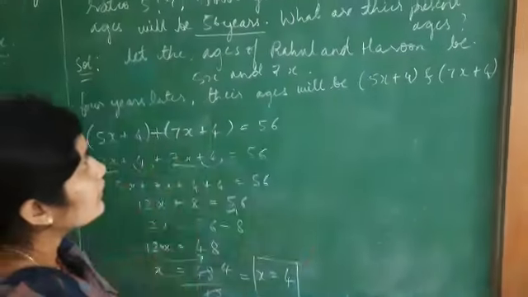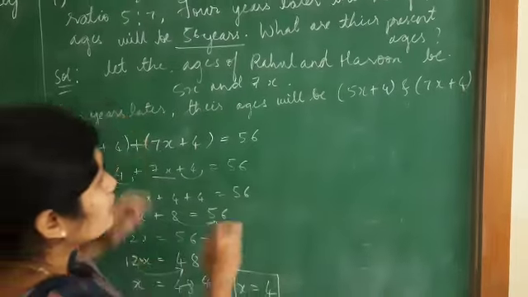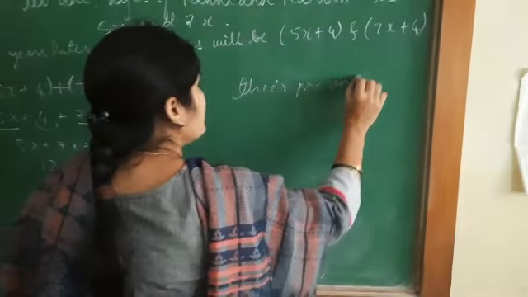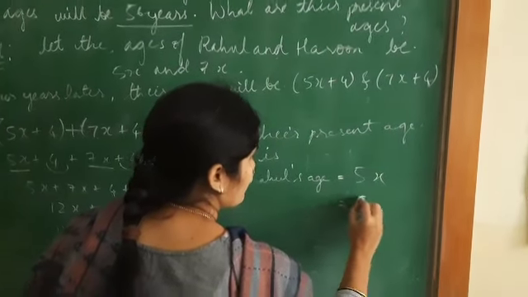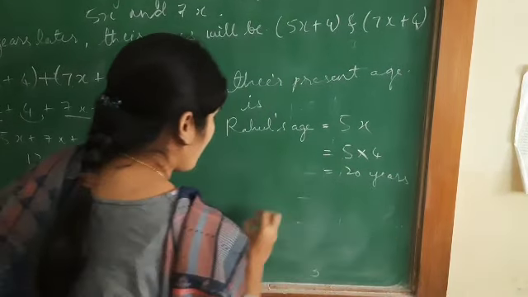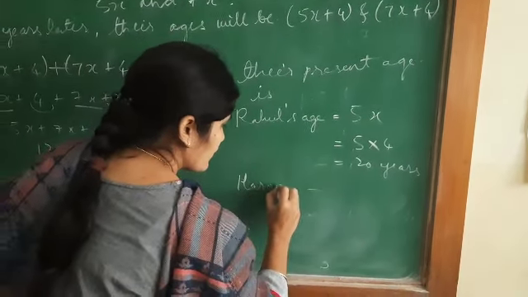Now let us find 5x and 7x, their present ages. Present age: Rahul's age is equal to 5x is equal to 5 into 4, 20 years. Harun's age is equal to 7x, 7 into 4 is equal to 28 years. So, these are the present ages and this is the sum.